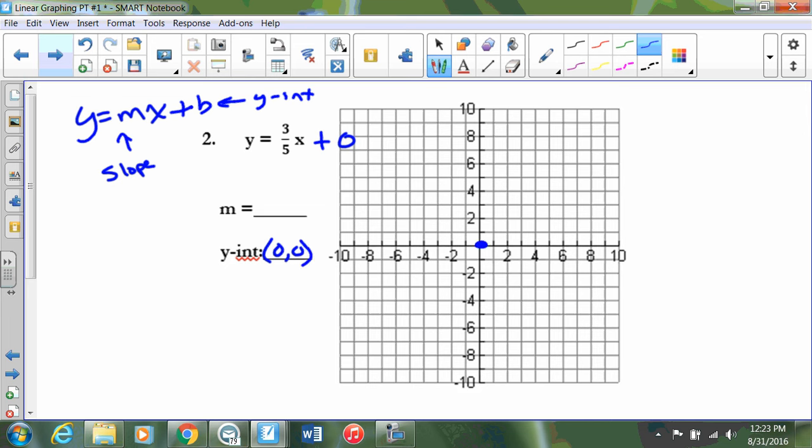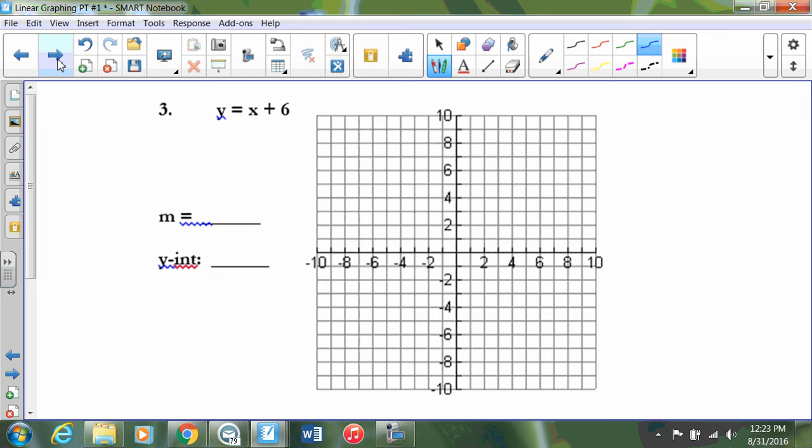Then we go back to our slope, which is also a fraction, and that's really nice because it gives us our rise, which is up 1, 2, 3, and our run 1, 2, 3, 4, 5. You probably have noticed that we always run to the right. We rise or fall, but we run to the right. And so our slope we're going to put here is 3/5.